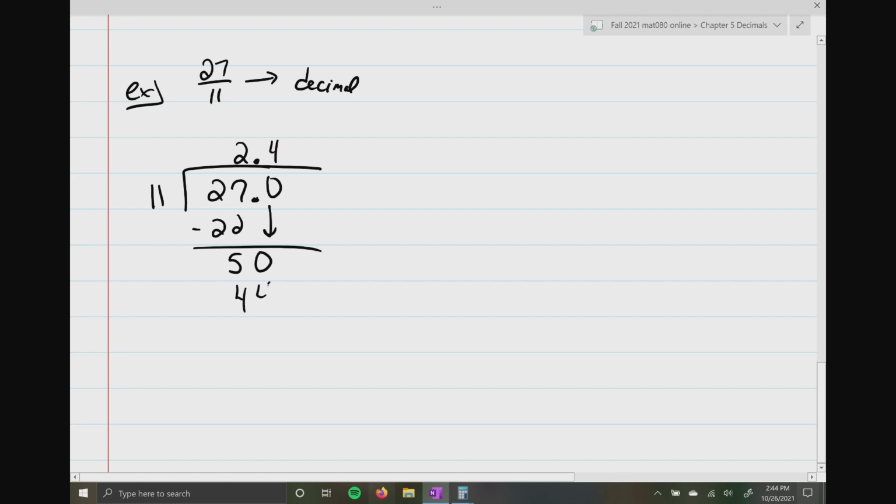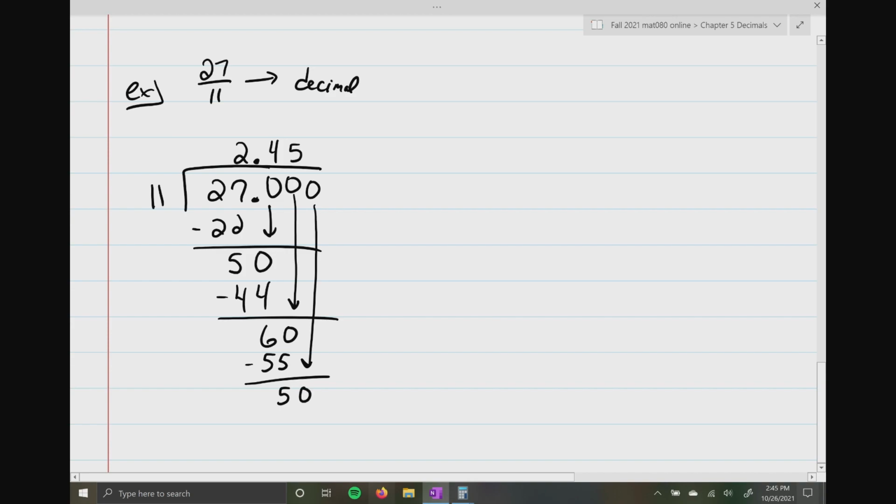Now 11 goes into 50 4 times. That gives me 44. I subtract. I get a 6. Add a 0. Drop it down. And I keep doing this in hopes that I get a 0 or I get something that repeats. So 11 goes into 60 5 times. So that's going to be 55. So now when I subtract, I get a 4. Add a 0, drop it down. 11 goes into 40. Sorry, obviously I cannot subtract today. 60 minus 55 is 5.